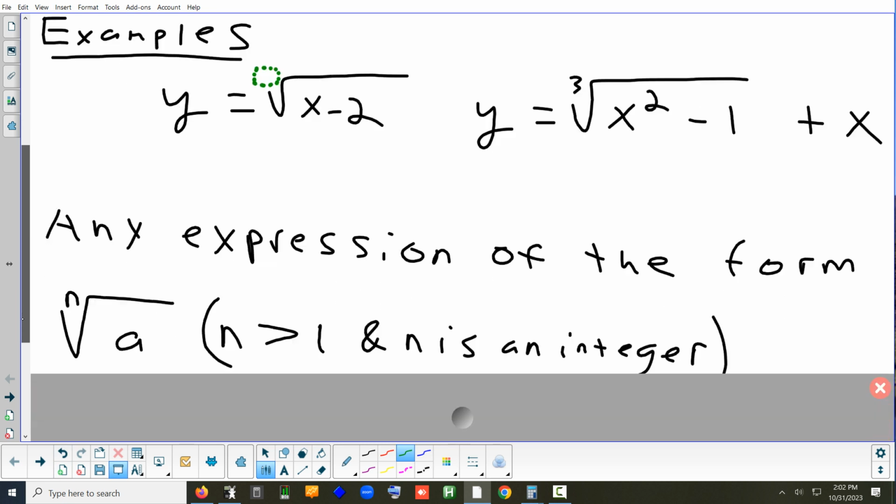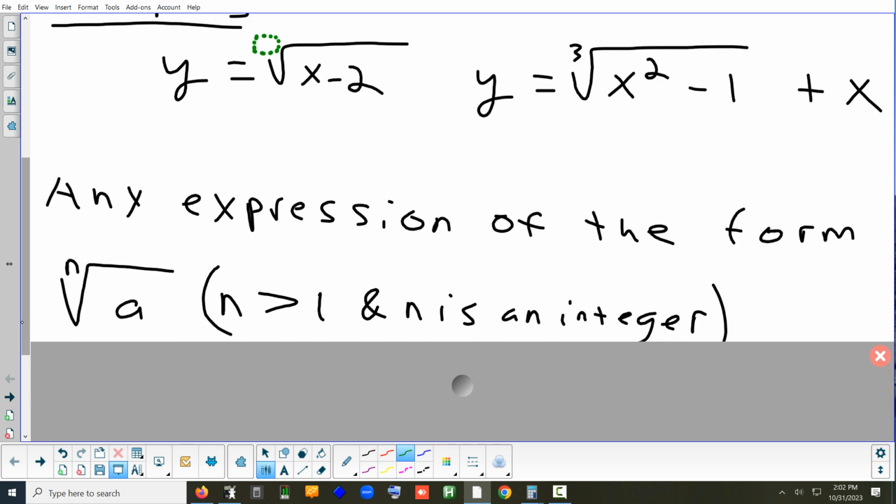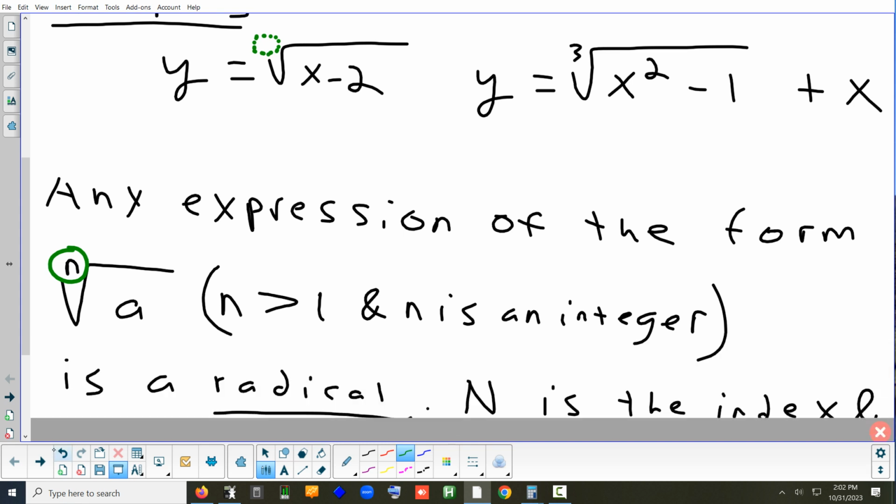So basically, any expression, okay, this one's a little simpler, it just has a single root. Any expression of the form that has that symbol and then a number right there that's greater than 1. If it's 2, it's invisible. You don't have to write it. Okay, like this one is called a radical. So this is a radical. Cube root of 24, that's a radical. Square root of 13.